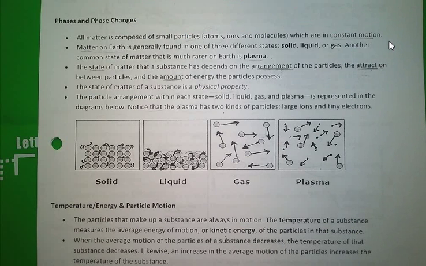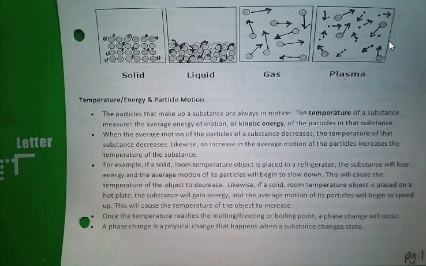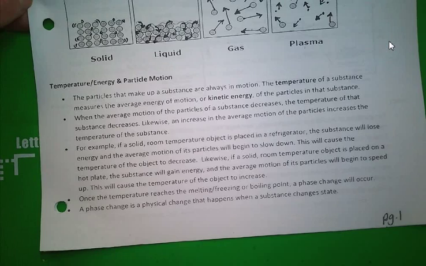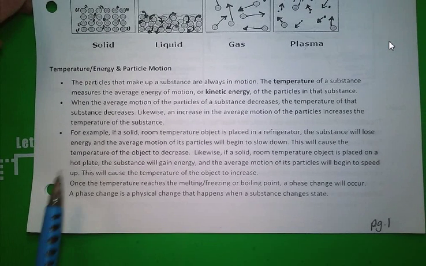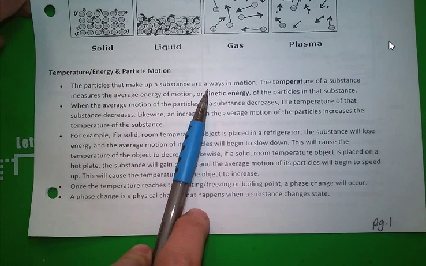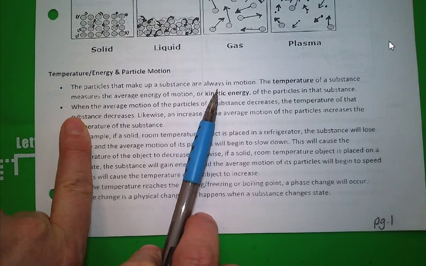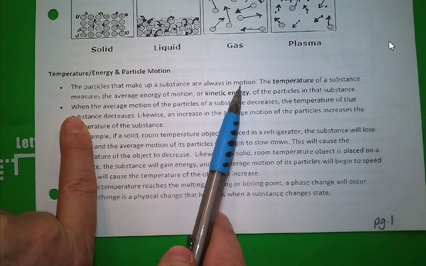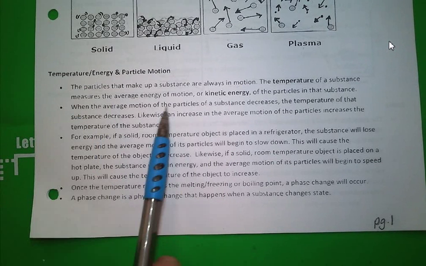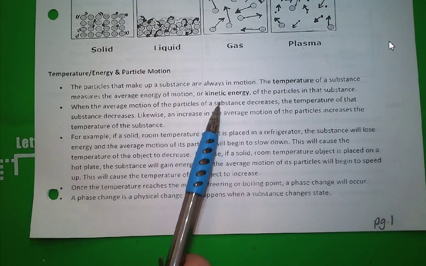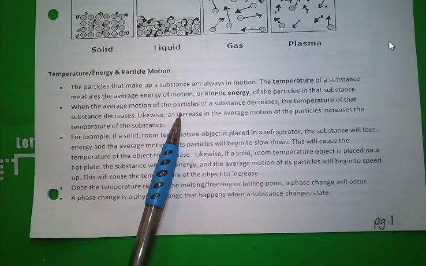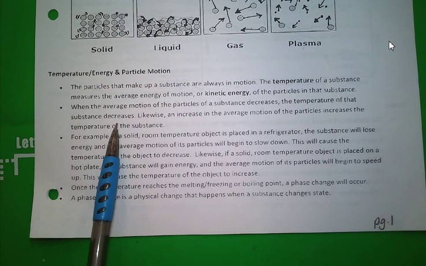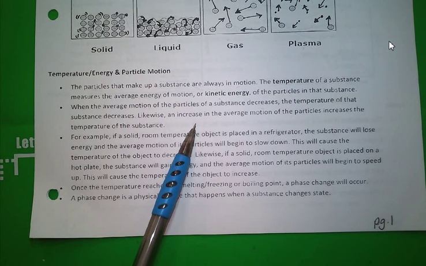All right, so here we are at thermal energy and particle motion. So right here, we're looking at a relationship between these things. So particles that make up a substance are always in motion. Notice that's the second time you've heard that. Up here at the very first bullet, it talked about it's made up of those atoms that are in constant motion. So the temperature of a substance measures the average energy of the motion or the kinetic energy of the particles in that substance. When the average motion of the particles of a substance decreases, the temperature of that substance decreases. Likewise, an increase in the average motion of the particles increases the temperature of the substance.